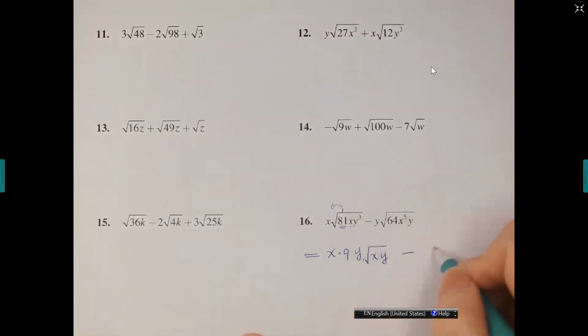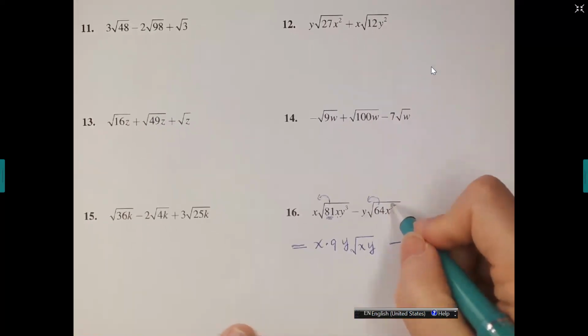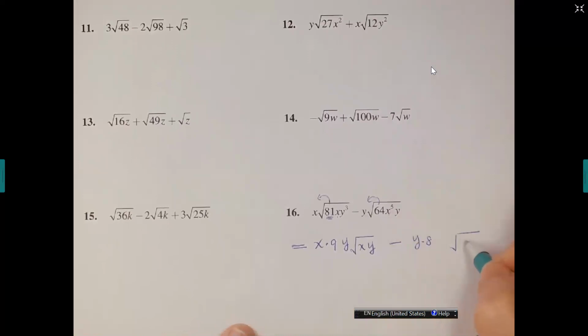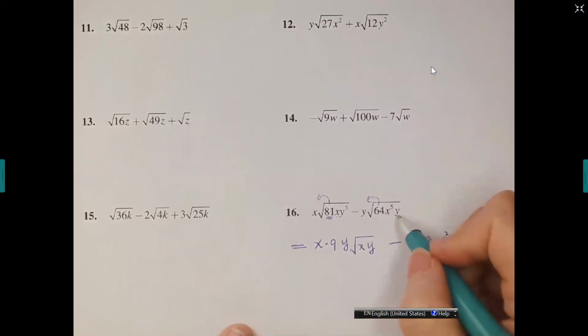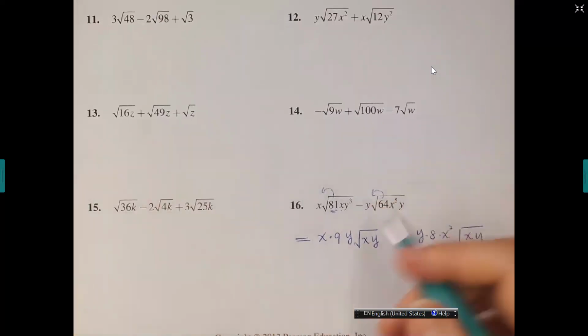And for the second one here, I have y here. And then 64 can be moved out, I have 8 there. x to the 5 can be written as x to the 4th times x. See, I can't be skipping steps now. x to the 5th means x to the 4th times x. I leave one x here. x to the 4th moves out, turns into x squared. And this y stays.